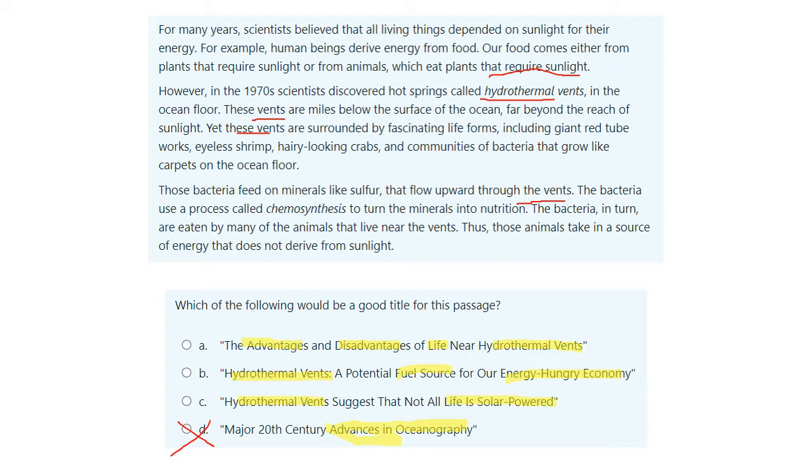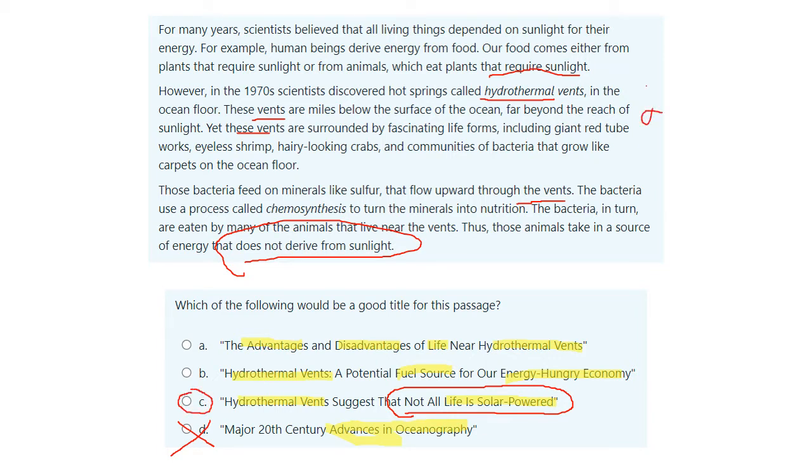Those bacteria feed on the minerals like sulfur that flow upward through the vents. The bacteria use a process called chemosynthesis to turn the minerals into nutrition. The bacteria in turn are eaten by many of the animals that live near the vents. Thus, those animals take in a source of energy that does not derive from sunlight. So, not all life is solar powered. Not all life depends on the sun. C looks like a good answer.